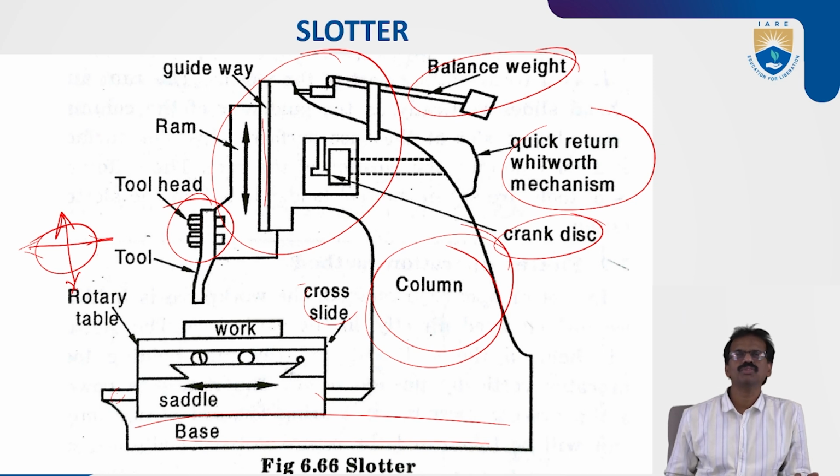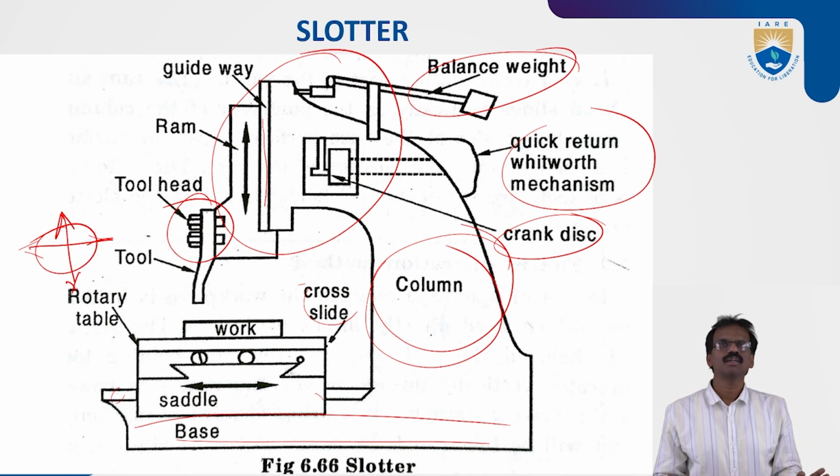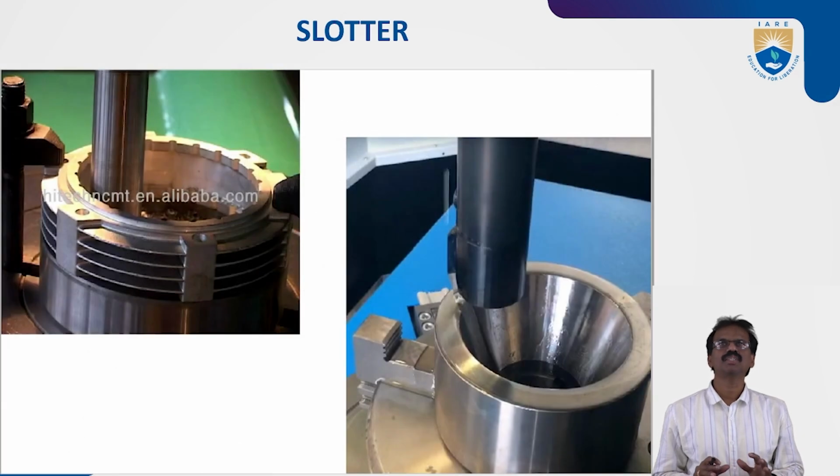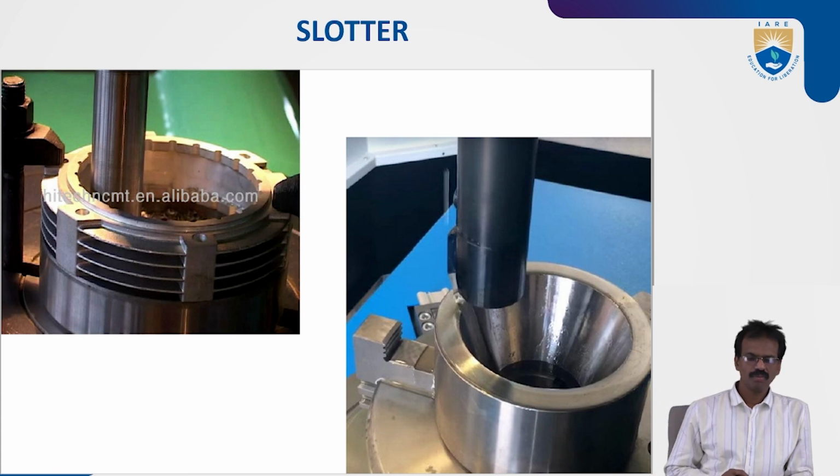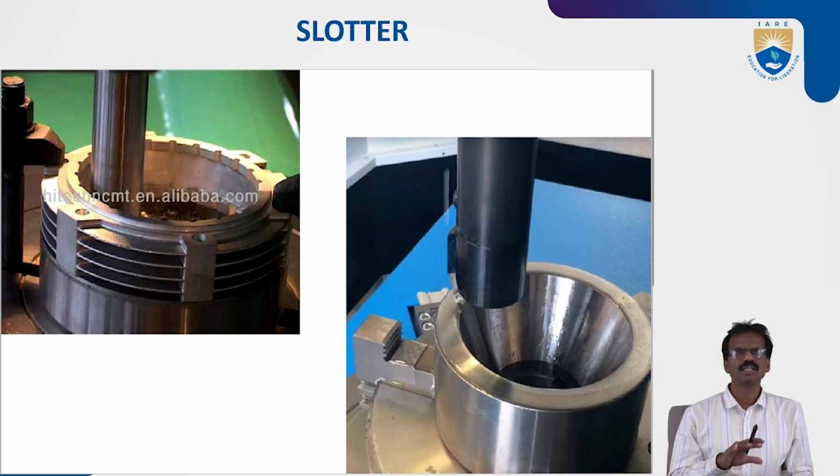These are the balancing weight and the crank disc for the adjustment of the mechanisms. This is the block diagram of the slotting machine. Now we'll see how we can perform the making of keyways and some grooves, to manufacture grooves in cylindrical surfaces. For this purpose we will use this slotting machine.